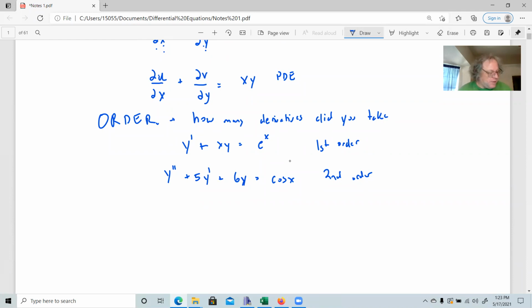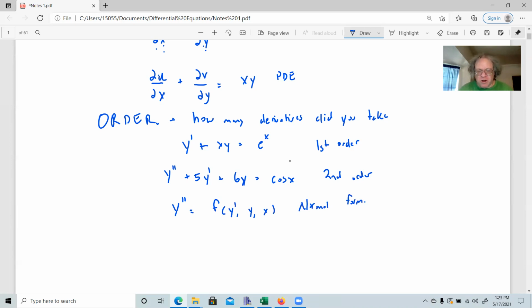Let's see. We could talk about normal notation. Okay, putting it in normal form. You have y double prime, say, equals an f of y prime, y, and x. This would be normal form.